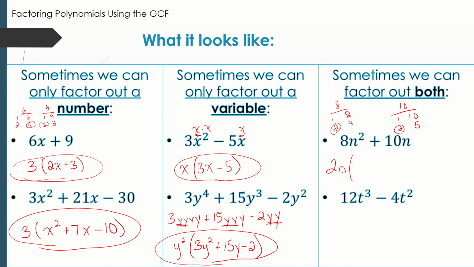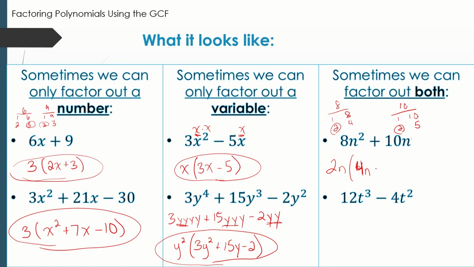So I'm going to write that out front. Remember, I am undistributing it. It needs to stay in the problem. I move it out front, and then I divide it out of each term. So 8n squared divided by 2n. Well, 8 divided by 2 is 4. N squared divided by n: I had two n's. I took one out. That leaves me with 1, or 2 minus 1 is 1.